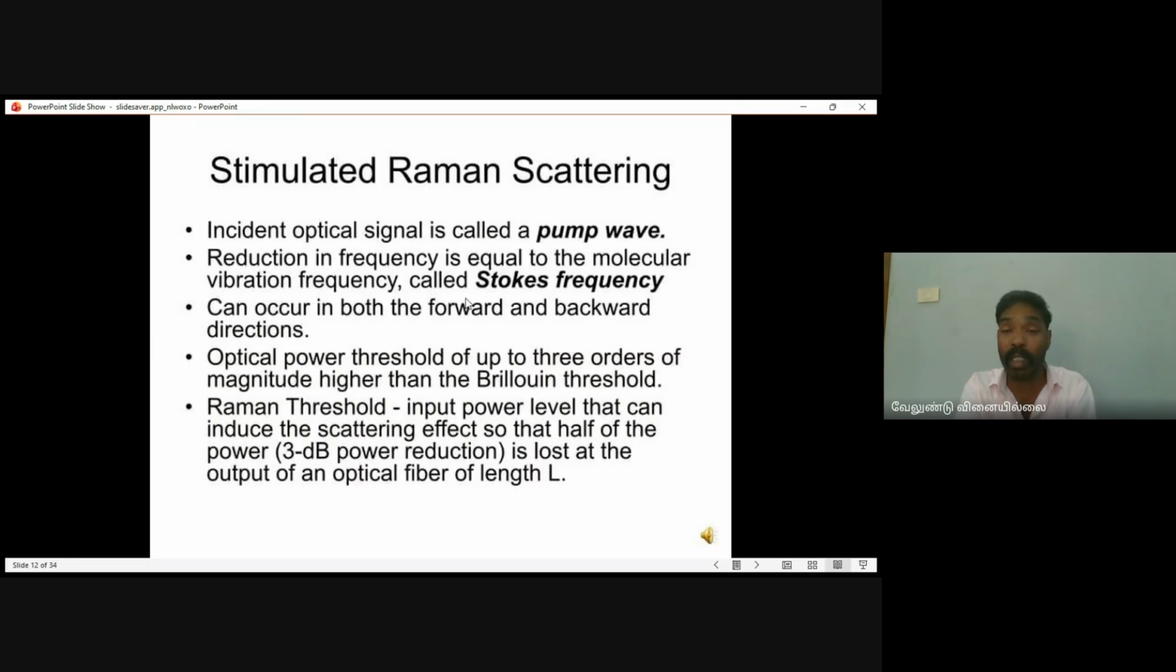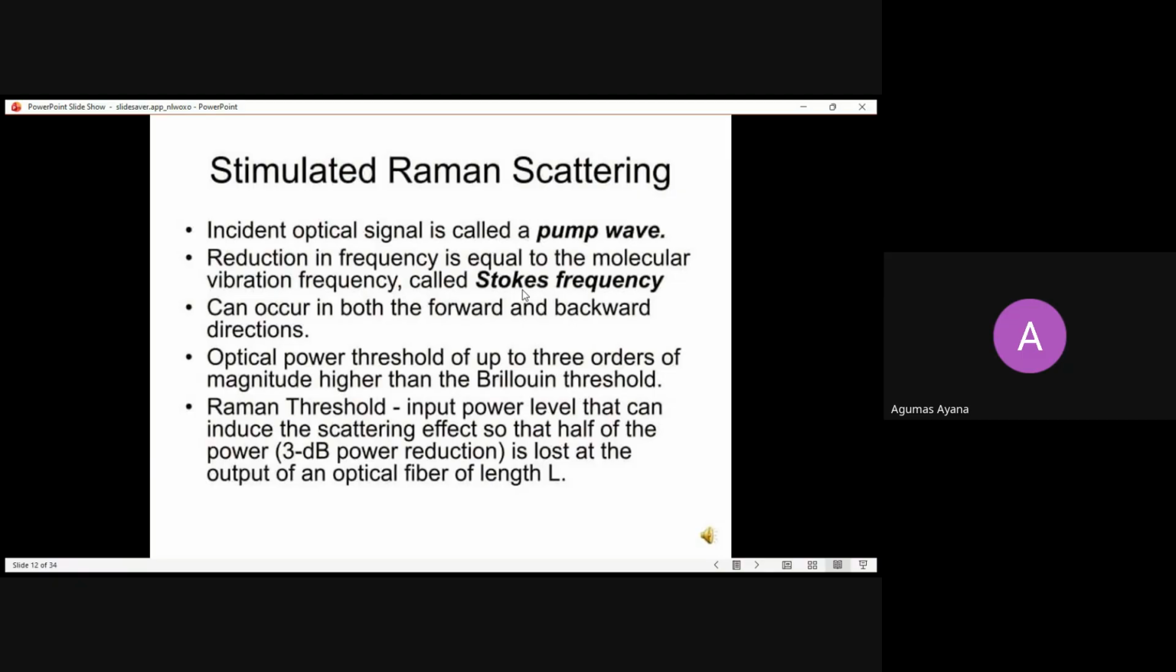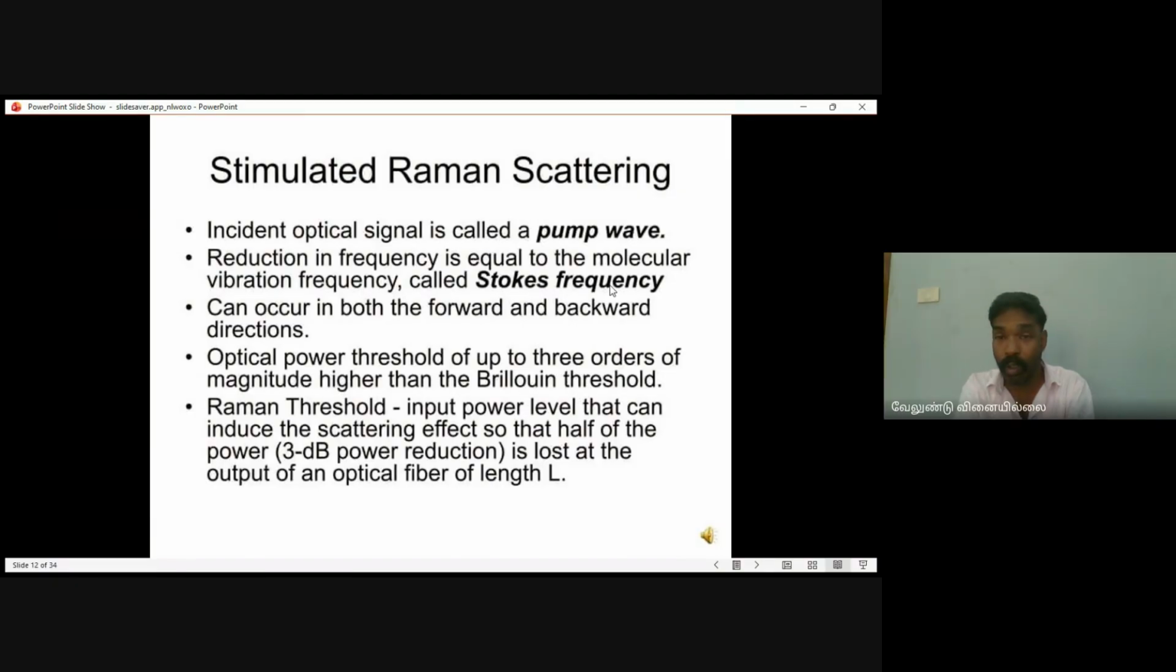Reduction of frequency is called what? Stokes frequency. There are two types of frequencies. The incident wave is the pump. The wave which is released from the molecule is called the Stokes frequency. Two types of frequencies are generated by the scattering. This type of scattering is known as Raman scattering.